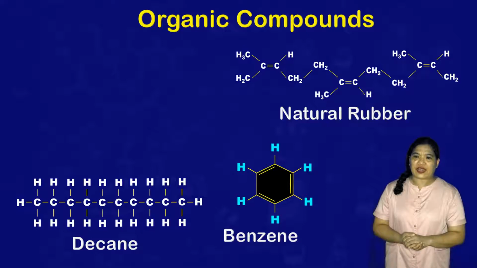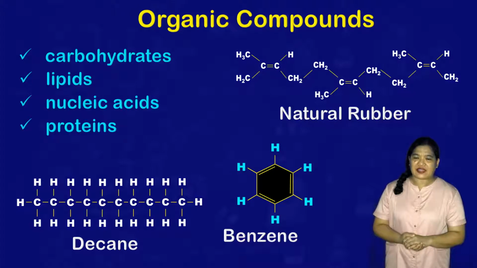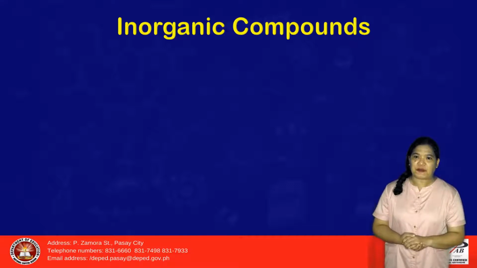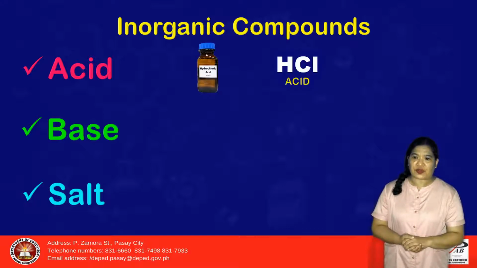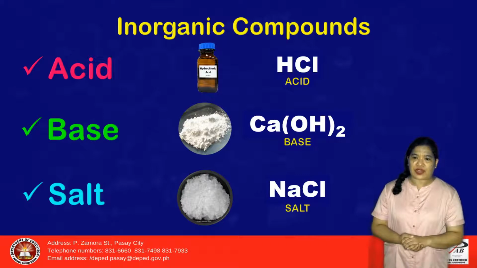Among the numerous types of organic compounds are found in all living things, like carbohydrates, lipids, nucleic acids, and proteins. Also, organic compounds are classified by functional groups. On the other hand, inorganic compounds can be classified into basic categories of acid, base, and salt. Most inorganic compounds form ionic bonds between atoms of molecules. They are usually small and simple because they consist of two or more different elements that are combined, nearly always in definite proportions. Examples are hydrochloric acid, HCl, calcium hydroxide, Ca(OH)2, and sodium chloride, NaCl.